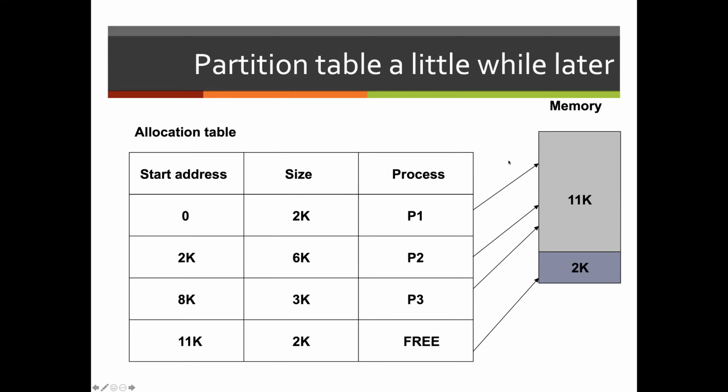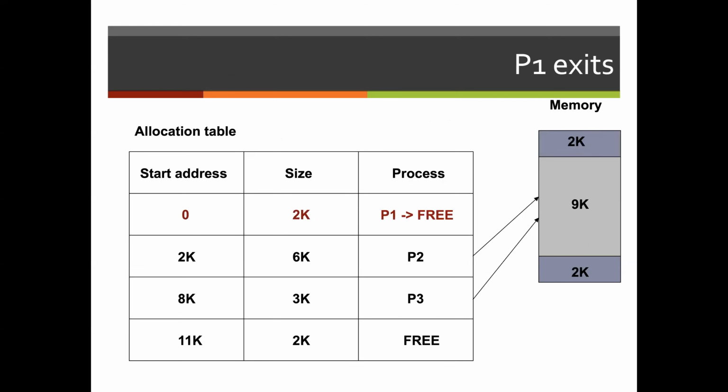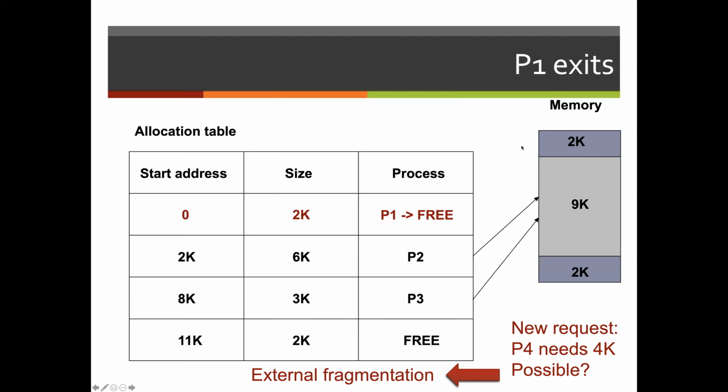And so now we need to consider what happens once a process finishes. So now we can see that once it is finished and complete, we'll have 2K available at the beginning and 2K is available at the end. So what happens if we have a new request that needs 4K? Well, in this case, we're going to have a problem because we don't have it available contiguously. And so this results in us having external fragmentation.